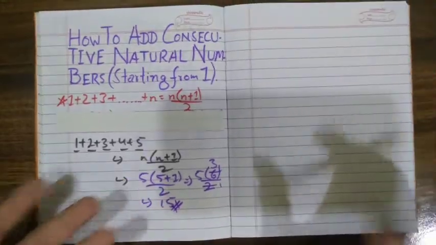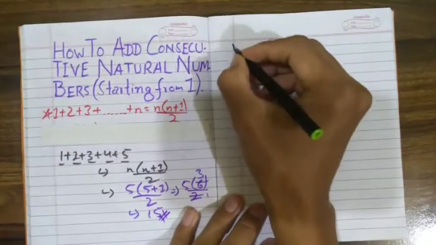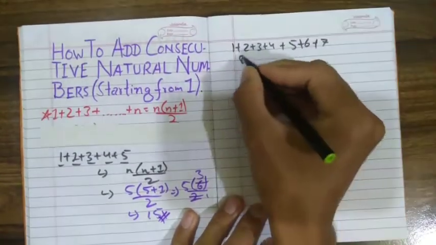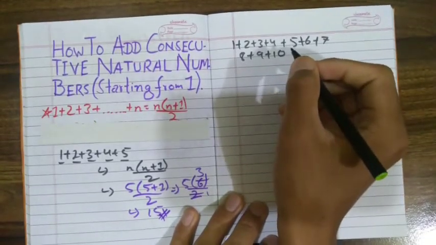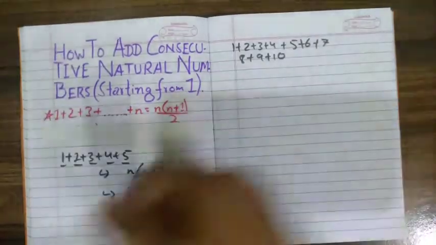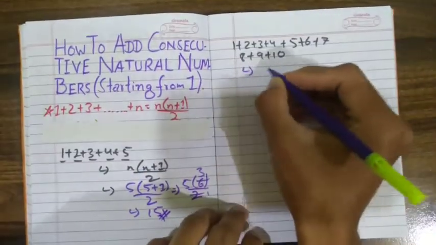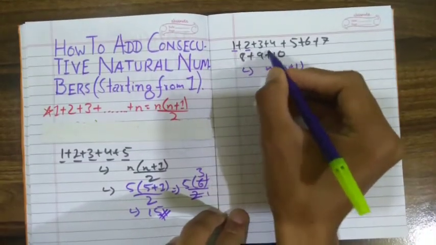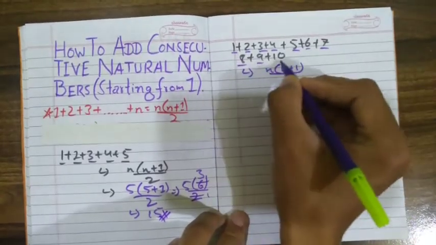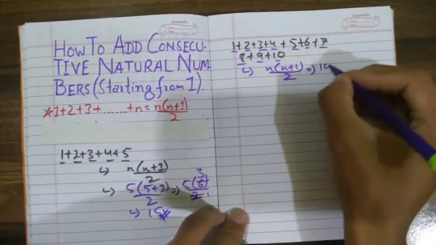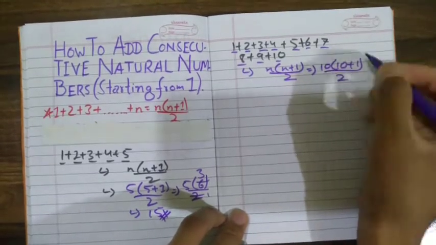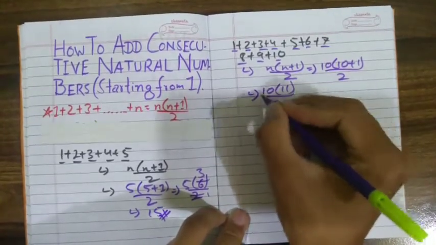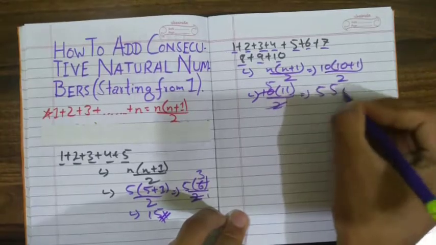Now if you get a lengthier one, for example like 1 plus 2 plus 3 plus 4 plus 5 plus 6 plus 7 plus 8 plus 9 plus 10, adding all these numbers in your mind would be tough. So that's why you can use this formula: n times n plus 1, divided by 2. And here you can see that there are 10 numbers, so you should replace n by 10. 10 times 10 plus 1, divided by 2. 10 plus 1 comes out to be 11, divided by 2. 2 fives are 10, 11 fives are 55. The answer comes out to be 55.